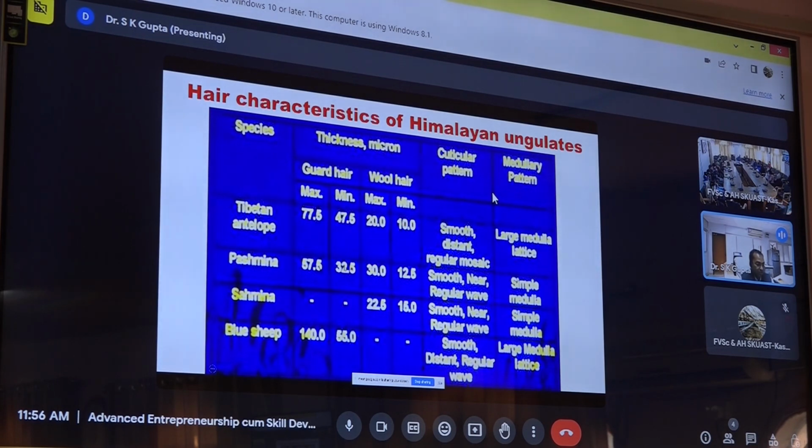Similarly, in Pashmina also, the guard hair is thinner than the Tibetan antelope, at 57 micron, but its wool hair is very close to the wool hair of the Tibetan antelope, with a thickness of 12.5 micron to 30 micron. In another species, we have only the wool hair feature, 15 to 22 micron, and in yet another we have only the guard hair feature, at 55 to 140 micron, much thicker than the Tibetan antelope. So it's the guard hair feature which we can easily identify.